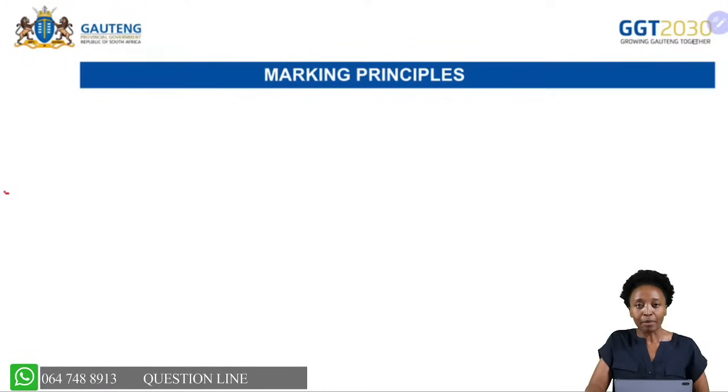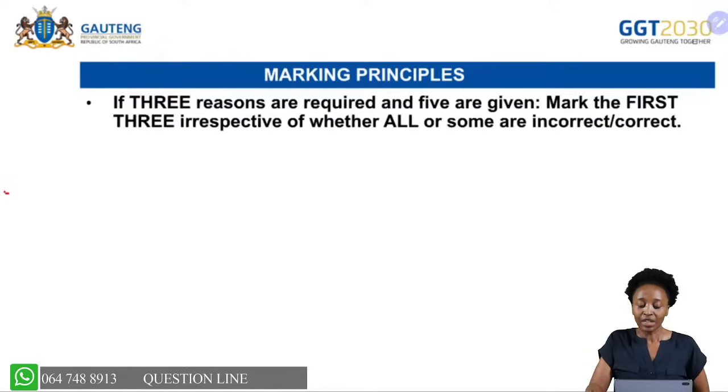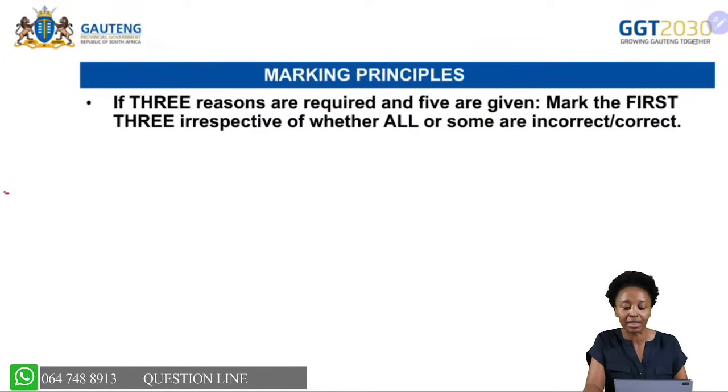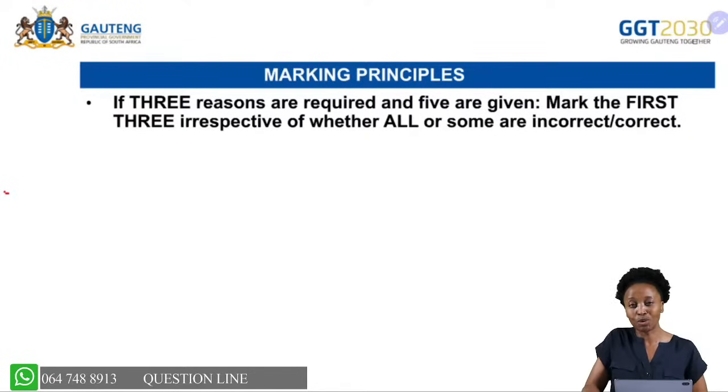We're going to look at the marking principles we use at the end of the year. So for example, let's say the question is asking you for the 3 reasons why this has taken place. If you as a learner decide to write 5 reasons instead of 3, we are going to mark the first 3 reasons, regardless of whether those reasons are incorrect. You need to give 3. So what is important here is read the question carefully. Make sure that you understand the question before you respond.